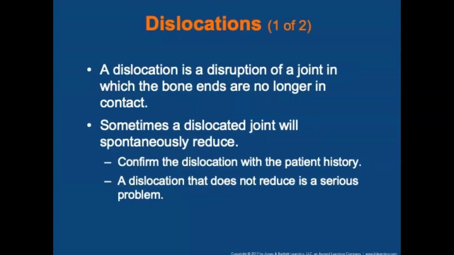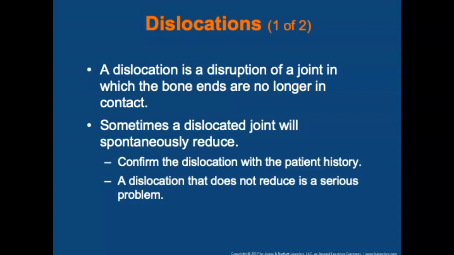Okay, so after fractures, the next orthopedic injury we're going to talk about is dislocations. A dislocation is a disruption of the joint in which the bone ends are no longer in contact, and the supporting ligaments are often torn, usually completely, allowing the bone ends to separate completely from each other. A fracture dislocation is a combination injury at the joint in which the joint is dislocated and there is also a fracture of the end of one or more of the bones.